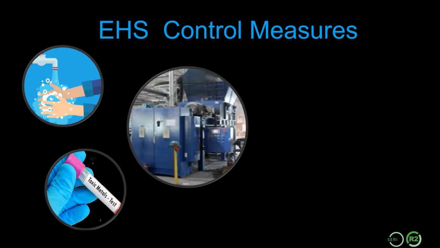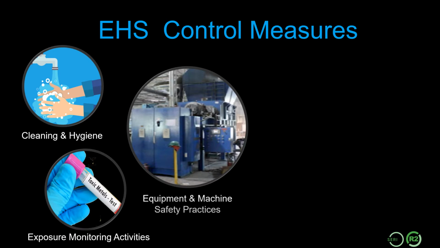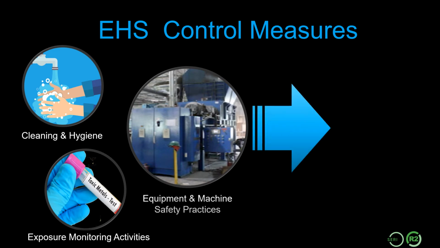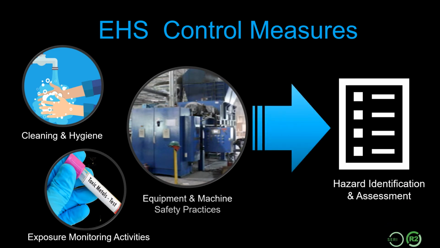There are a number of EHS control measures identified in Appendix E that are used by materials recovery facilities to control contaminants in the facility and reduce potential exposures. These measures include cleaning and hygiene controls, equipment and machine safety practices, and exposure monitoring activities. Each of the identified control measures must be considered as part of the hazard identification and assessment. This determines the applicability of the specific processing activities undertaken by the facility. And where the control measures are deemed necessary, the assessment must determine the degree to which the controls must be implemented to ensure effective control of the identified risks.